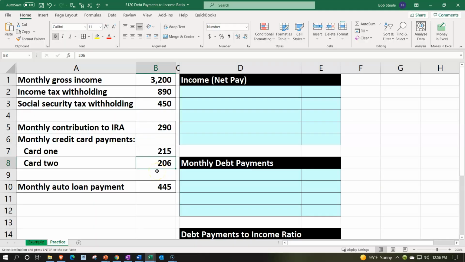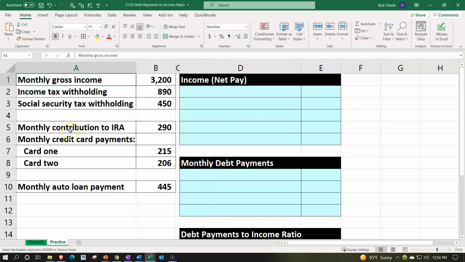Here we are in our Excel worksheet. If you have access to the Excel worksheet and would like to follow along, note that we're down here in the practice tab as opposed to the example tab, the example tab in essence being an answer key. We have the information on the left-hand side. We're going to populate that into the blue area on the right-hand side. We're going to be calculating the debt payments to income ratio.